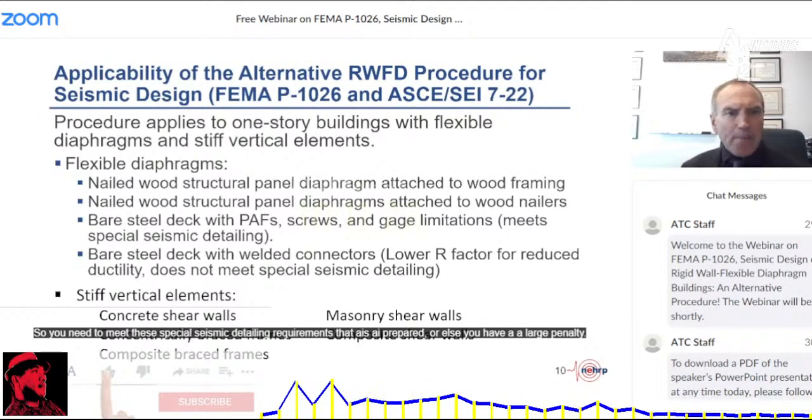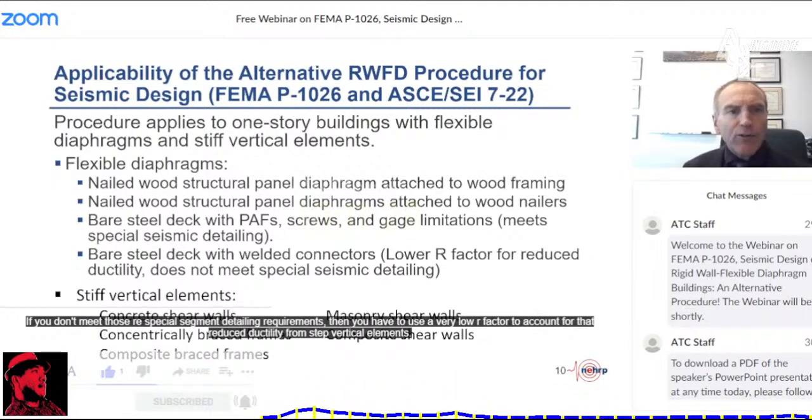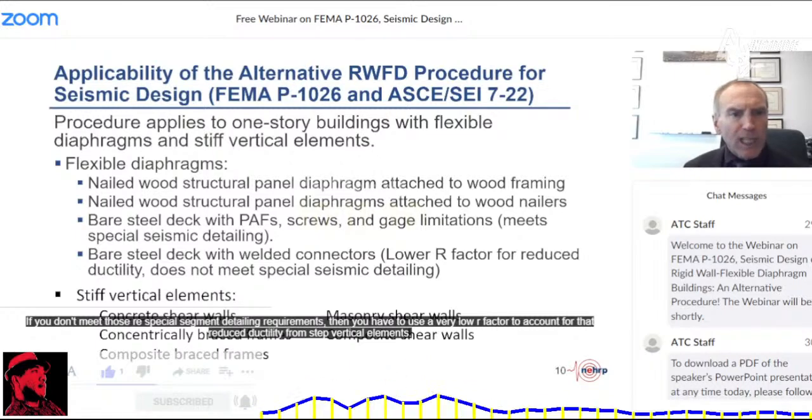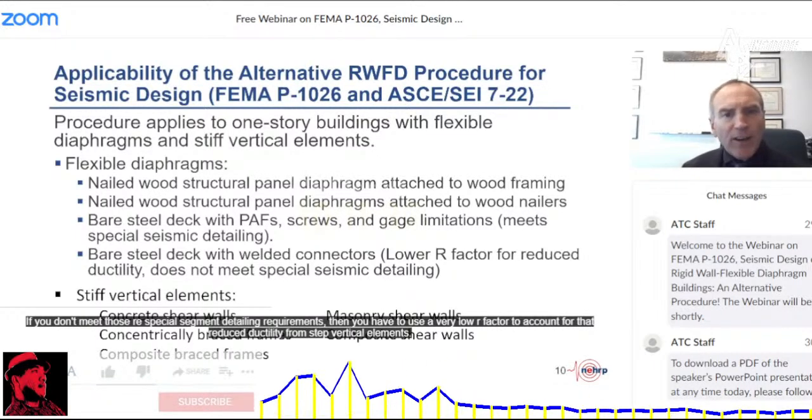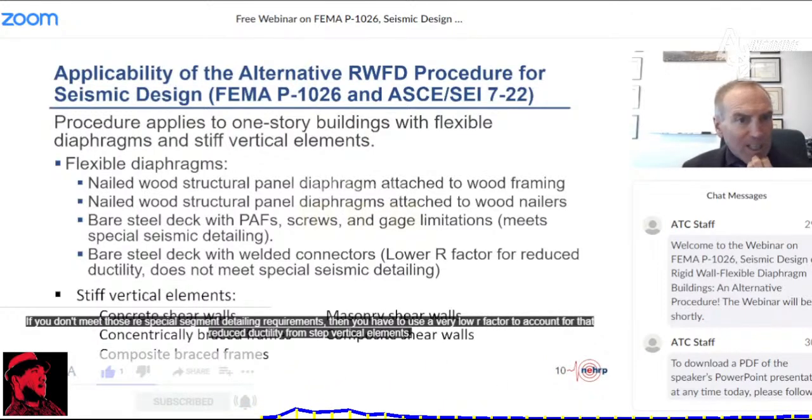So you need to meet these special seismic detailing requirements that AISI prepared, or else you have a large penalty. If you don't meet those special seismic detailing requirements, then you have to use a very low R factor to account for that reduced ductility.